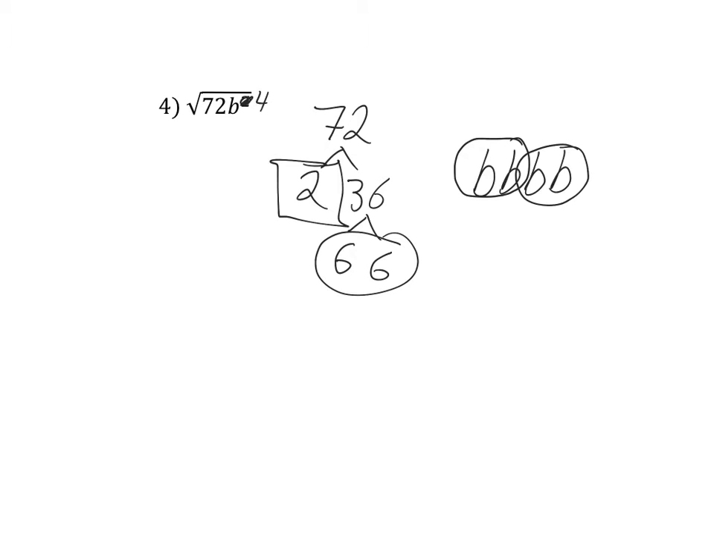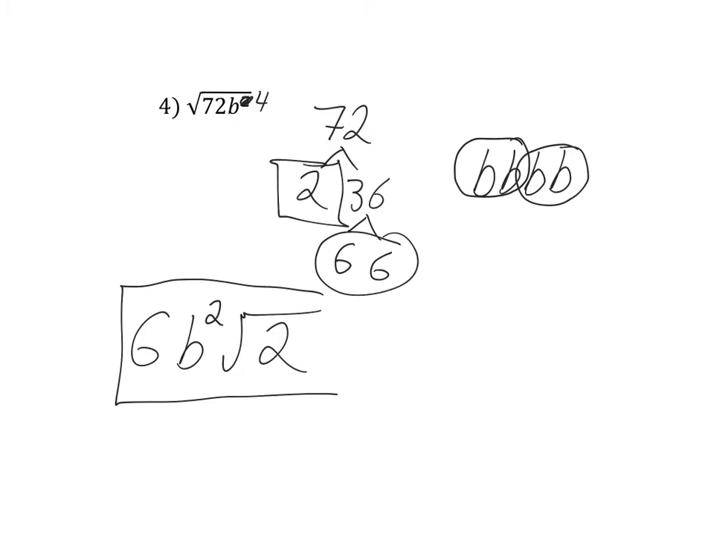So on the outside, I'm going to write 6. Now for this one, it is more interesting because I have 2 b's. So you would think usually I'd put b or 2b, but instead I'm going to put b, and then whatever number I have of circles, I'm going to put that up in the top. So I have 6b to the second, radical, what's still in the box? The 2. So I'm going to put a 2 on the inside. So my final answer is 6b squared radical 2.